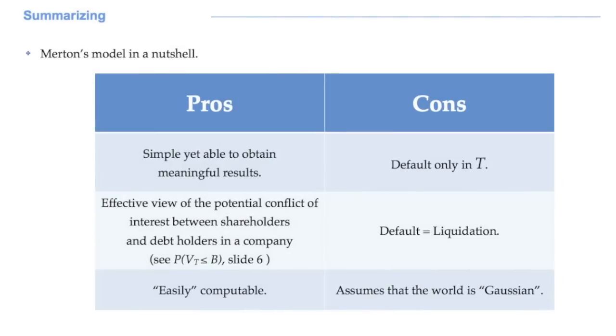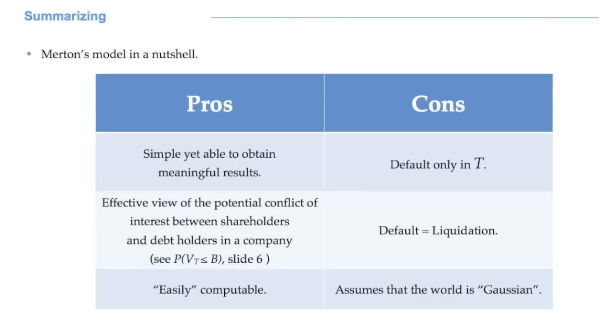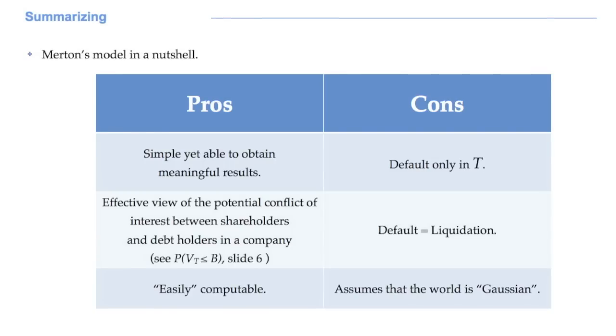Let's conclude this class by summarizing the points of strength and the points of weakness of Merton's model. Surely it is an intuitive model that, despite its simplicity, is able to obtain very meaningful results. This is the reason why many important companies have developed their models starting from Merton's one, trying to correct some of its flaws. In the next class, we will consider the KMV model.